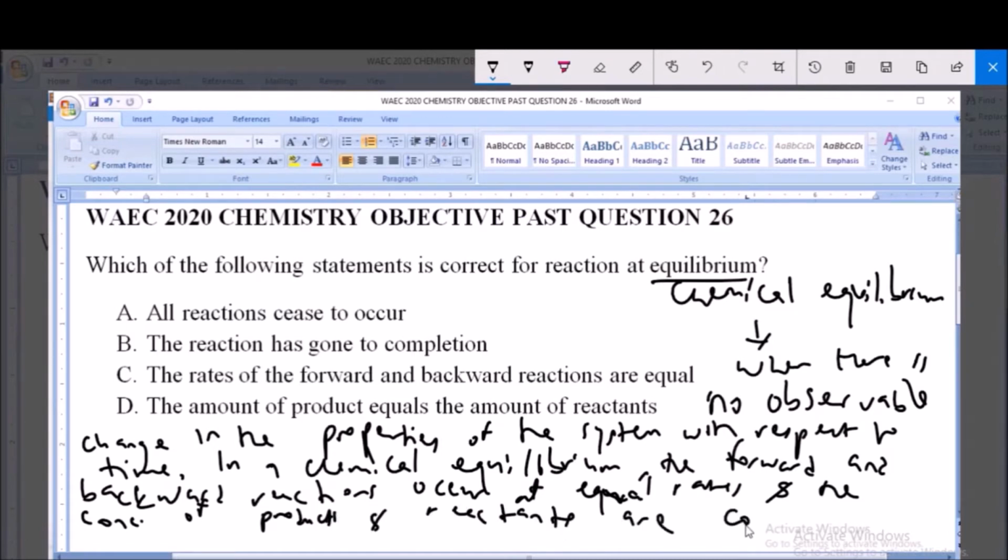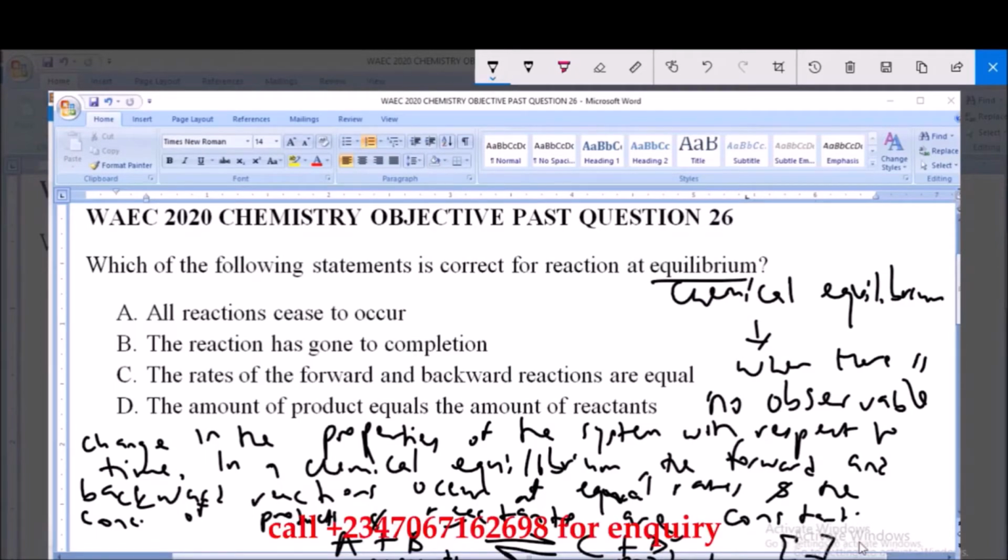are constant. So let's say we have a two-way reaction, a reversible reaction this way. These are the reactants and it's reversible, and these are the products. So for this to be considered to be in equilibrium, the rate of the forward reaction, that is A plus B to give C plus D, must be equal to the rate of the backward reaction, that is C plus D to give A plus B. And also the concentration of the reactants and the products must be constant.